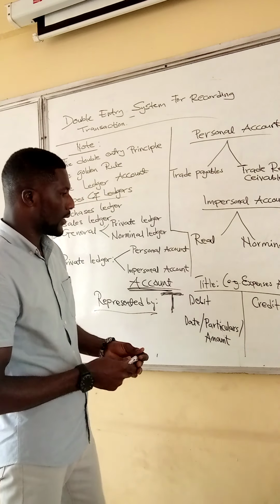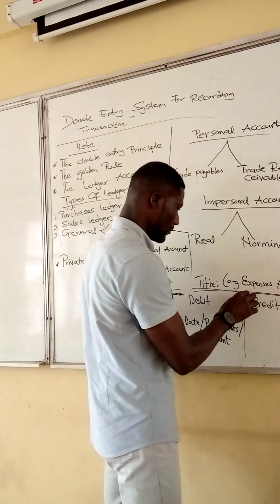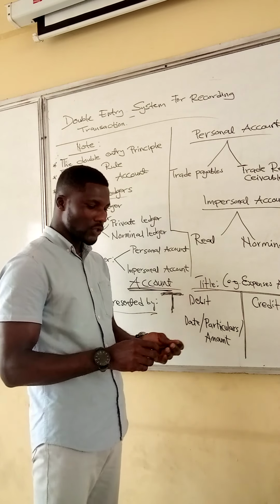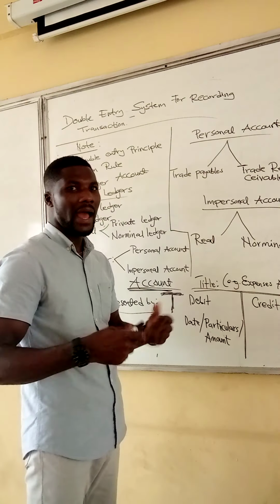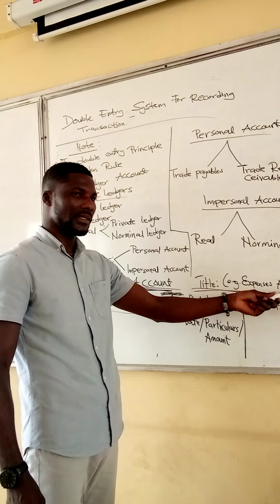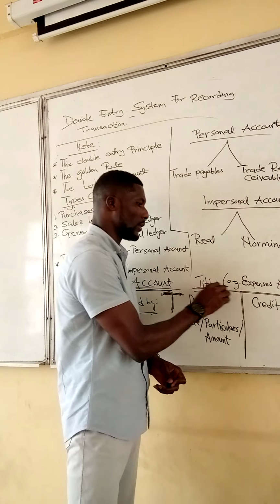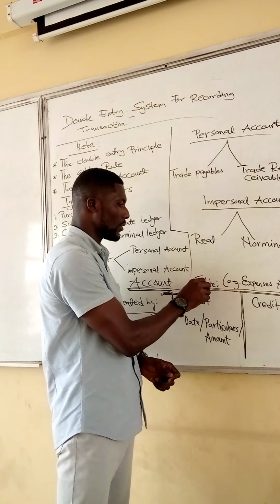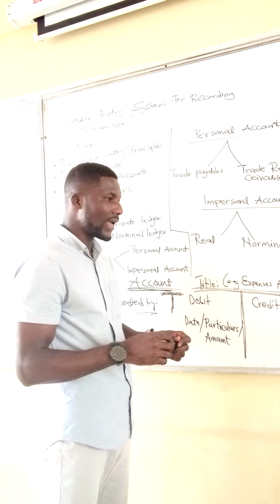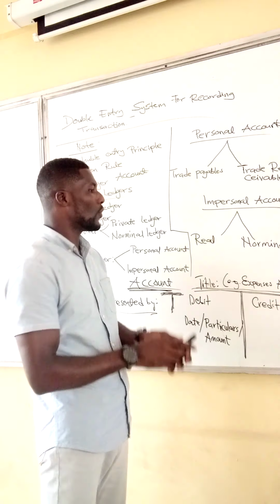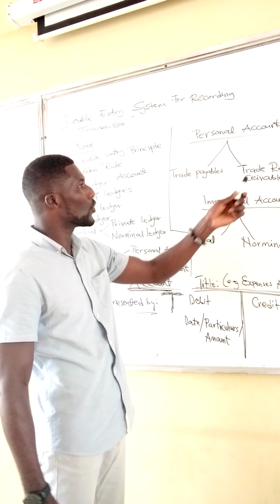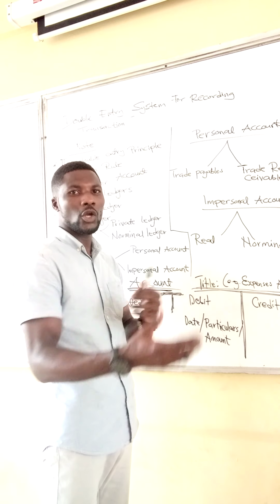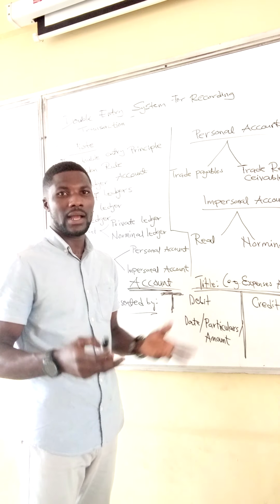When you've been asked to open an account of, let's say, an item, like expenses, you just draw your T, which is your account. Then the title could be any of the items we know in accounting. It could be trade payables, trade receivables, expenses, or motor vehicle. We have a lot of items that we can open an account for.